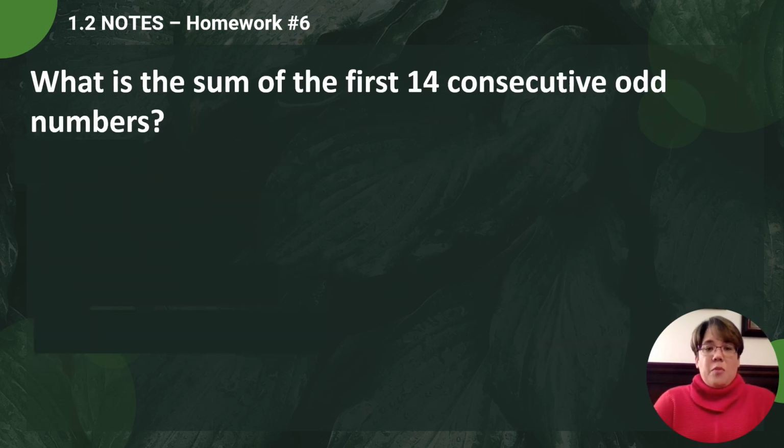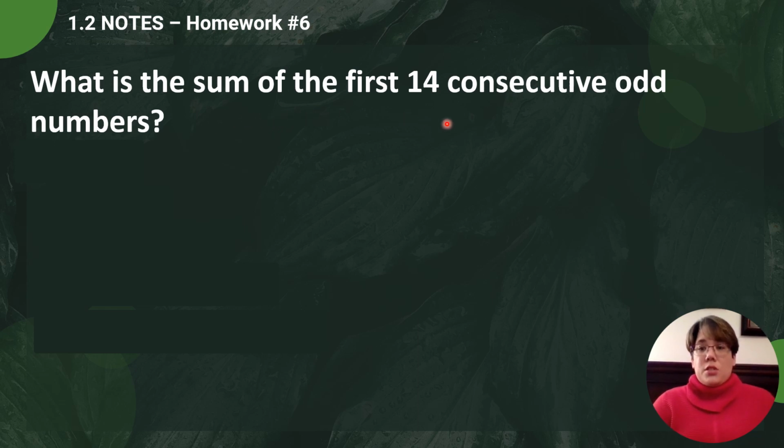What is the sum of the first 14 consecutive odd numbers? All right, so we need to talk about what all of this means first. Consecutive means in order. Odd means the odd numbers, which are 1, 3, 5, 7, 9. The sum means you're adding them all together.